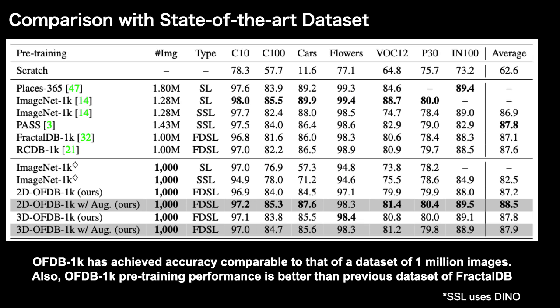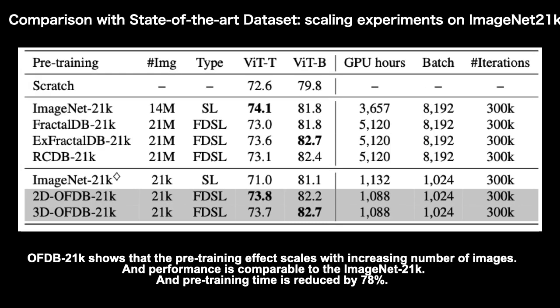OFDB-1K has achieved accuracy comparable to that of a dataset of 1 million images. Also, OFDB-1K pre-training performance is better than the previous dataset, FractalDB. The next experiment is to scale up the categories.